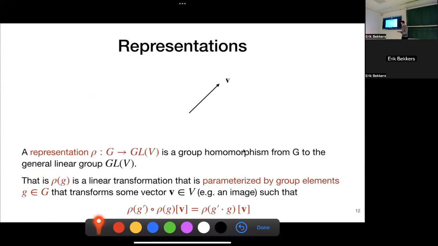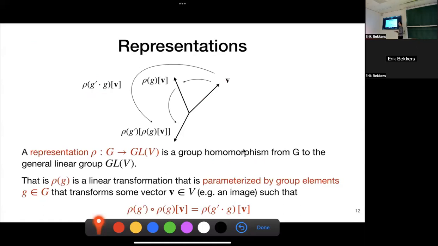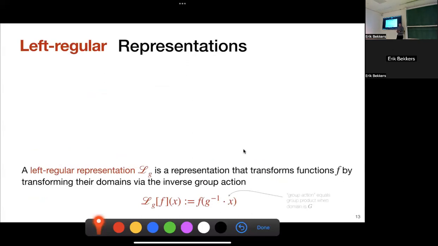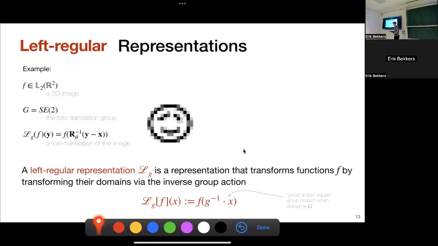So this is a somewhat general definition of a representation. There are special cases, which we're going to see a lot. When we deal with functions on a space, then we have the group that is able to act on the space. This induces what we call a left regular representation. If you have a function f transformed by the group, I just transform its domain by the inverse of the group element. And this might also be something that you learn about in computer vision.